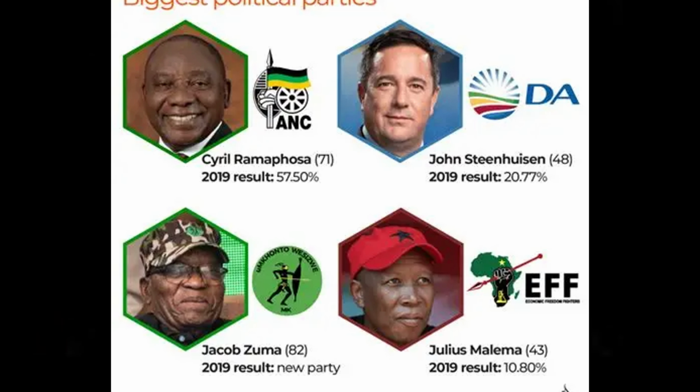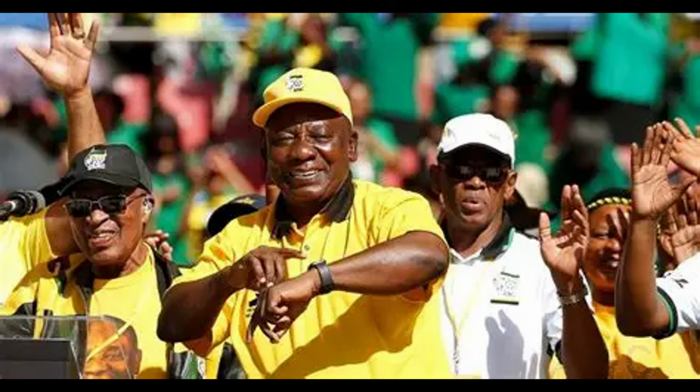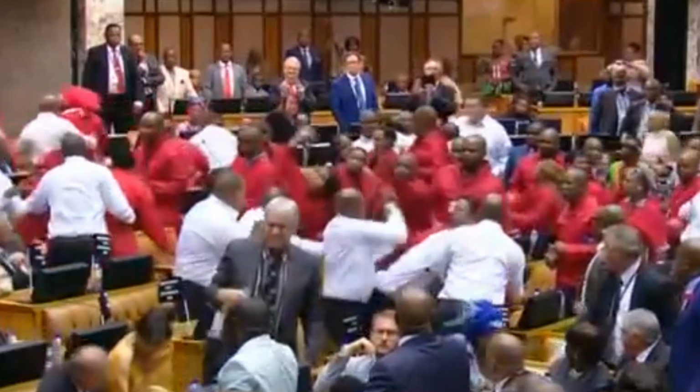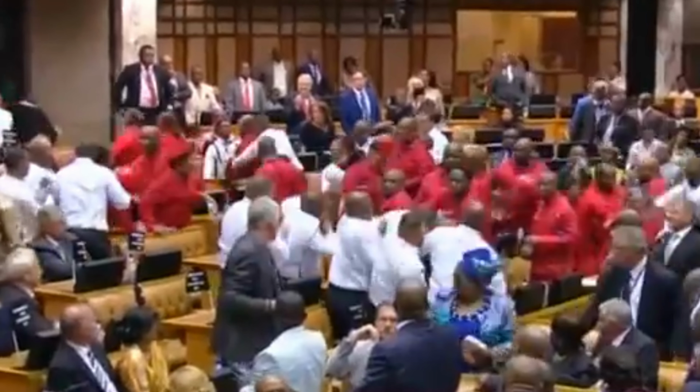What this means is that the ANC and its partners can run government without the issues of possibly being unable to pass rules and other things in government. This also resulted in Jacob Zuma's MK party and Julius Malema's Economic Freedom Fighters becoming the official opposition parties.